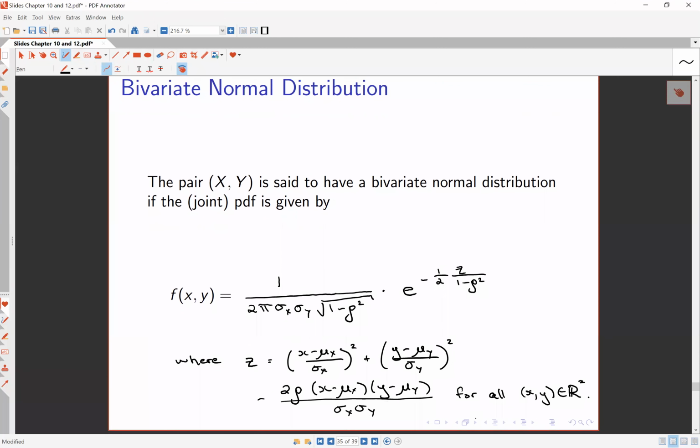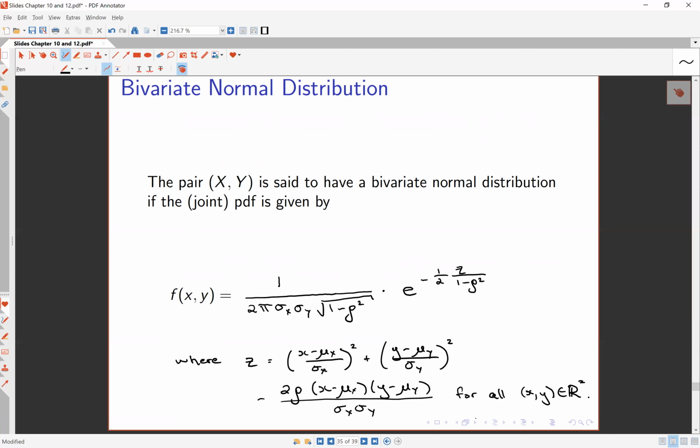the joint PDF is governed by this bully of an equation. Now, this equation quantifies both the bell curves for the margins for x on its own and for y on its own, but then also describes how the data structure allows for linearity in relationship.